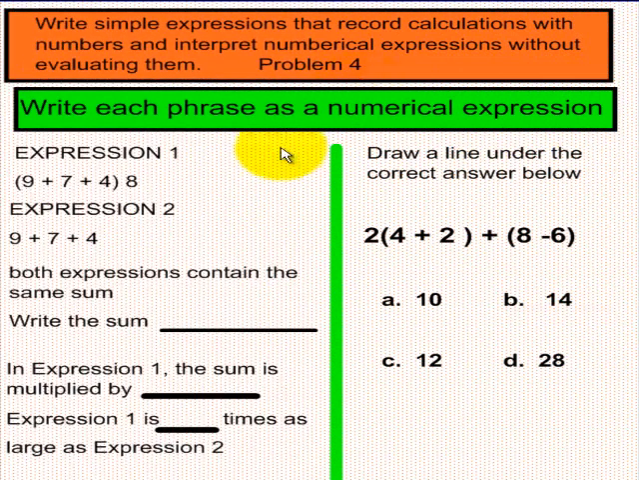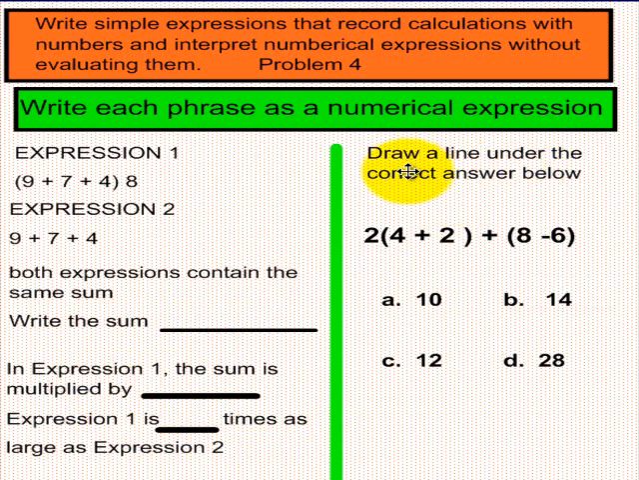Problem 4. 2 parts. Part A. We have 2 expressions here. Both expressions contain a sum. What is the sum? Please write that number or numbers here. In expression 1, the sum is multiplied by what? And expression 1 is how many times larger than expression 2? Write that number here.